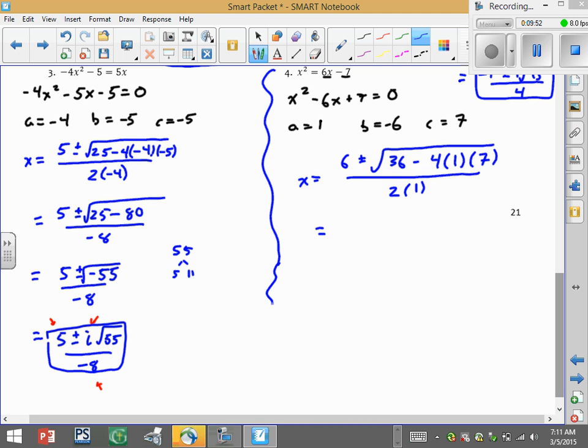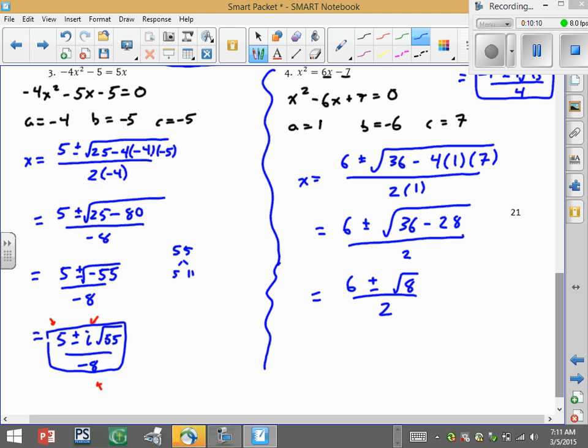Now just work your way through the process. 6 plus or minus 36 minus 4 times 1 is 1 times 7 is 28 over 2. So let's combine the 36 and the 28. 36 minus 28 is 8 over 2. So 8 we can break down. 4 and 2, 2 and 2. So we've got 6 plus or minus 2 square root of 2 over 2.